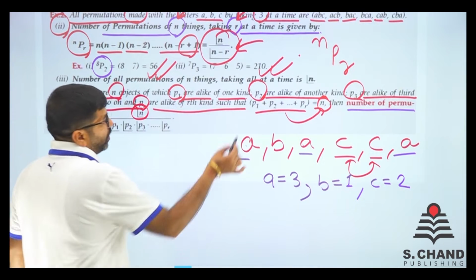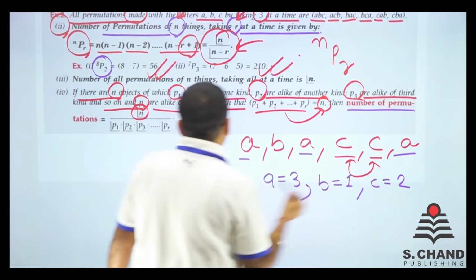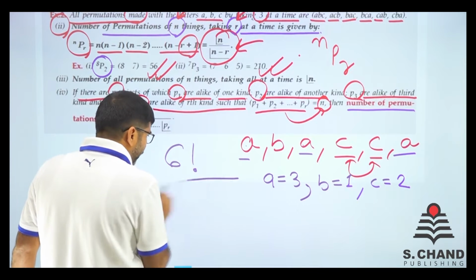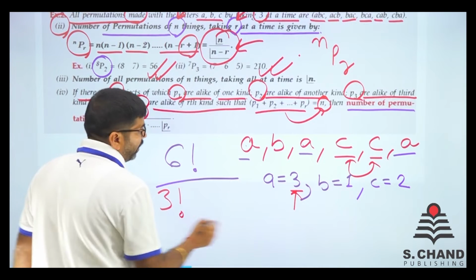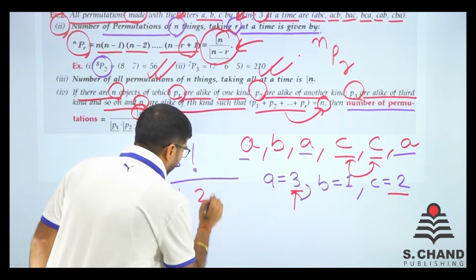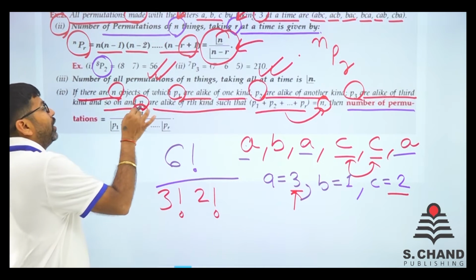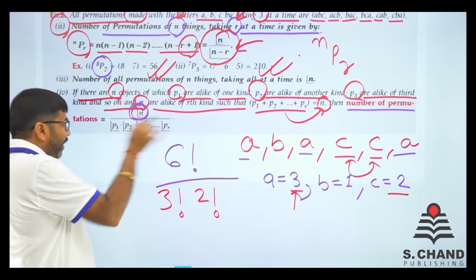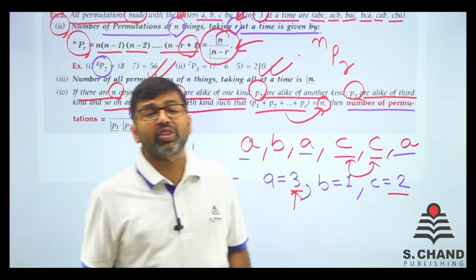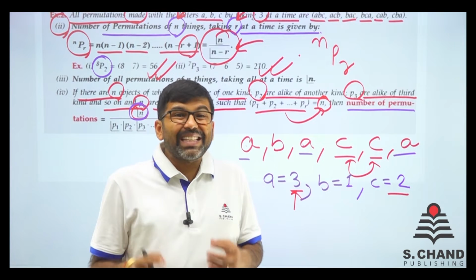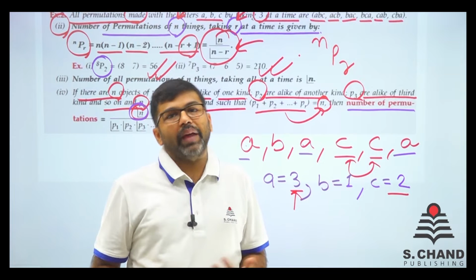So what you need to do is, how many total n are there? 1, 2, 3, 4, 5, 6. So 6 factorial. Divide by how many are alike? So 3 factorial, and then 2 are the same, so 2 factorial. So whatever the arrangement will be, it is the total factorial of n divided by this, and that is known as the number of permutations. So permutation with similar type of things means you just divide by the factorial of those numbers.